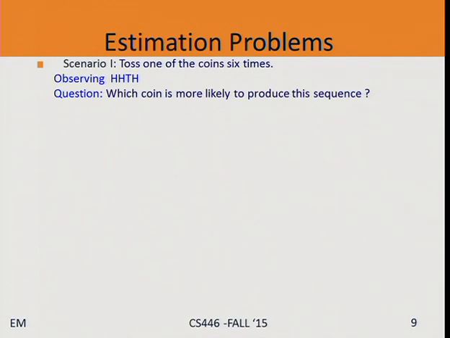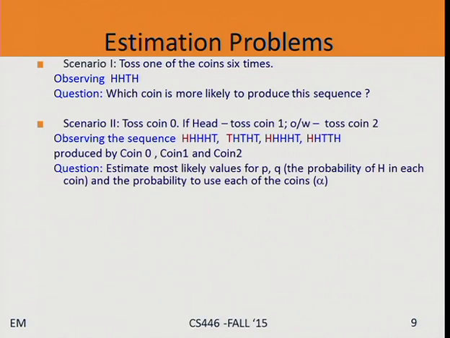Yes, that's what I was looking for. So you know that the probability of H here is 3 over 4. You're going to choose the parameter that is closest to 3 over 4 and say, that's the most likely coin that generated this sequence. Everyone agrees with that?